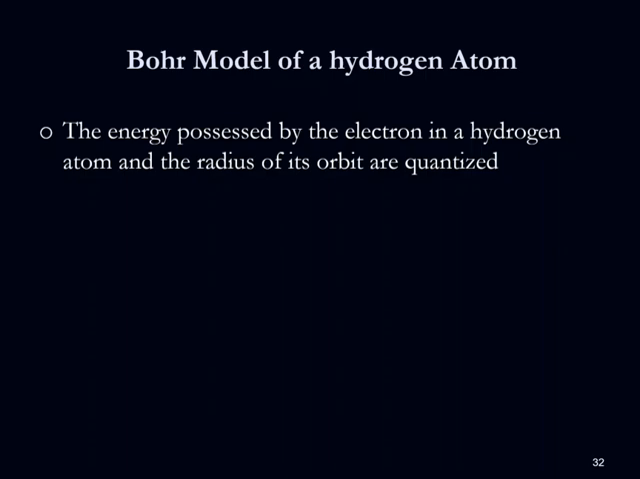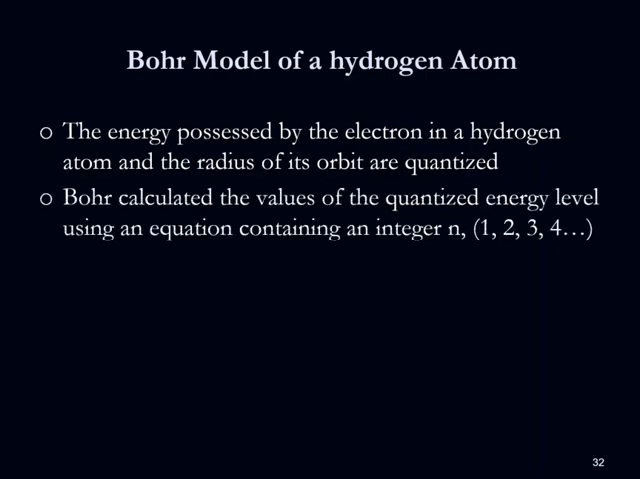And the energy that's possessed by those electrons in the hydrogen atom and the radius of its orbit are distinctly quantized. And he calculated the values of those quantized energy levels using an equation containing an integer. So n equals 1, 2, 3, 4. And we're going to read that energy level, by the way, right off the periodic chart of the elements. And I'll show you what I mean by that in a second.